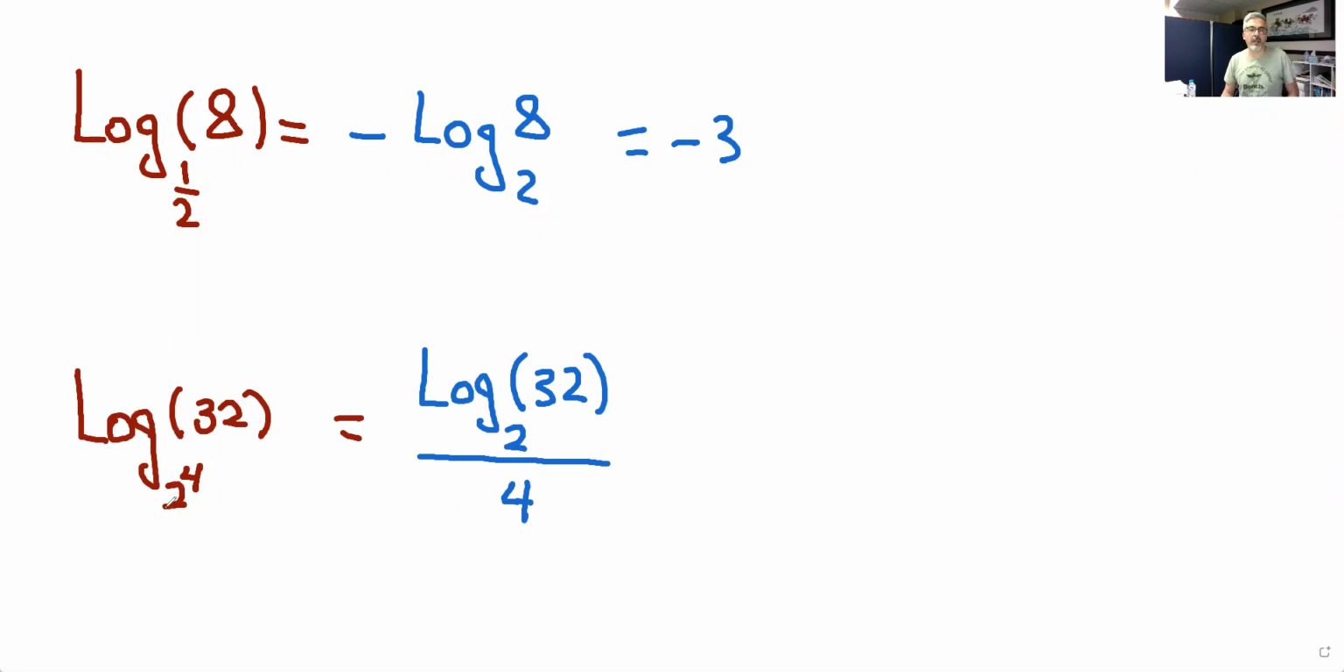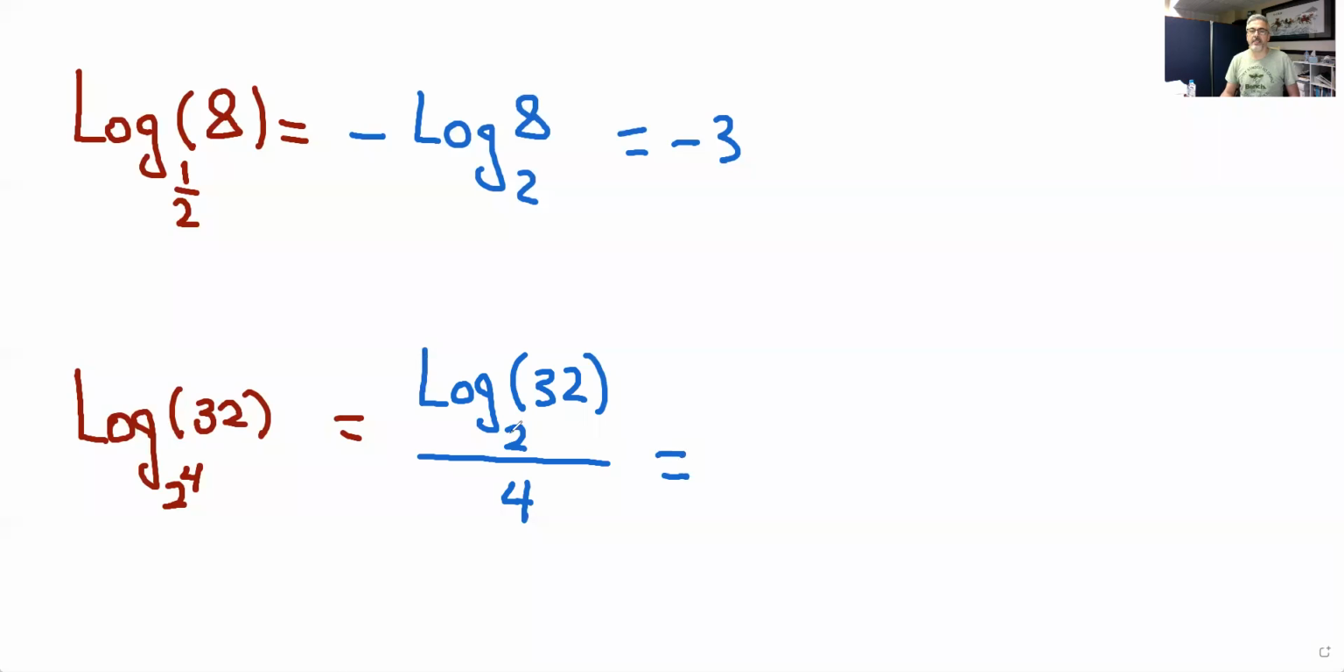And this here, log base 2 to the power of 4 of 32. To get rid of the power on the base, or the exponent on the base, all you need to do is just change this to log base 2 of 32, and then divide by the exponent. Divide the whole log base 2 of 32 by 4.